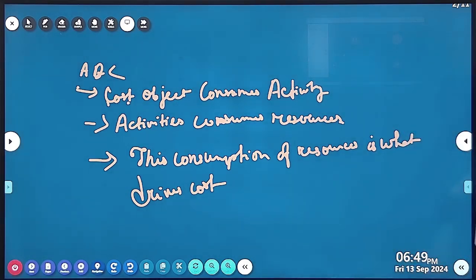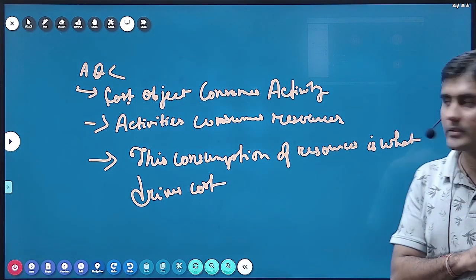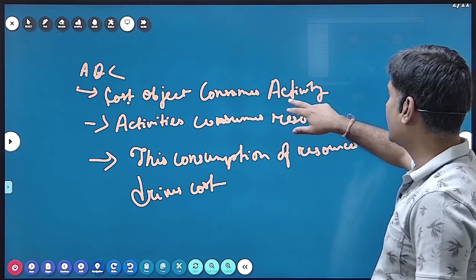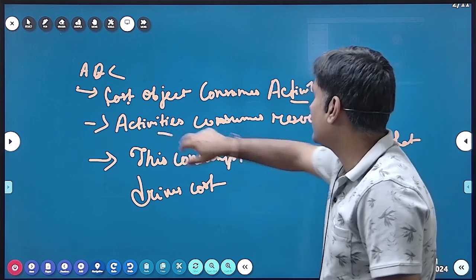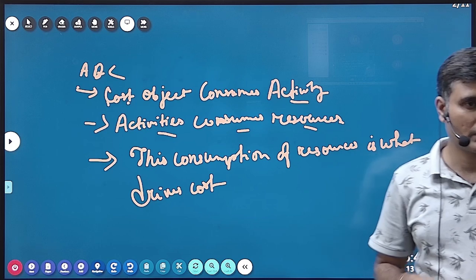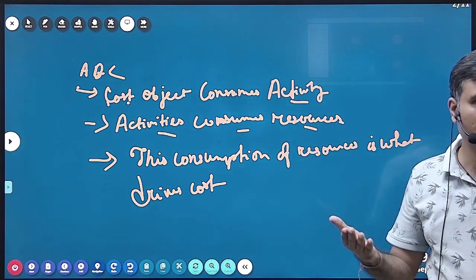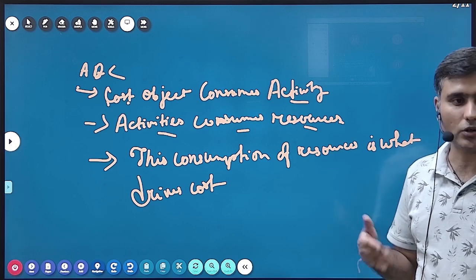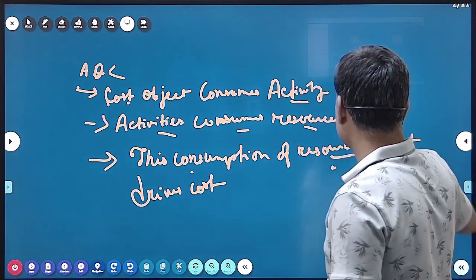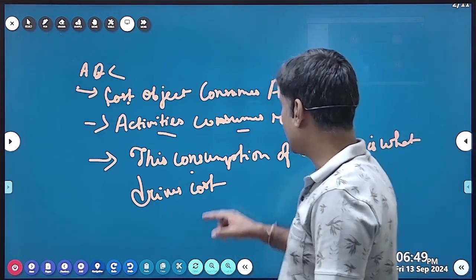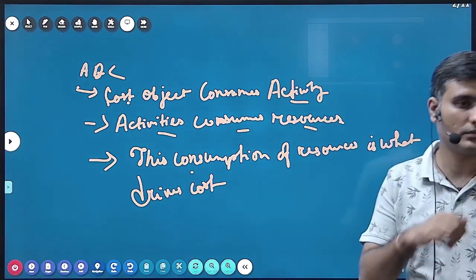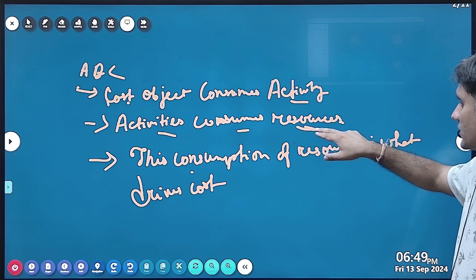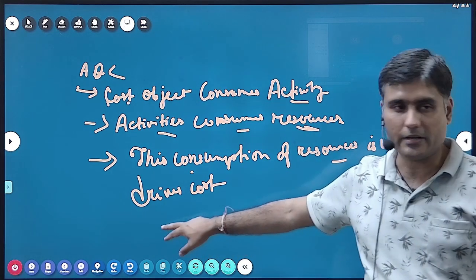So cost object consumes activity. Cost object, say finance department, it will have some type of activities, right? These activities will consume resources. Finance department will perform some activities. These activities will consume what? Cost will be incurred. If they perform some activities, cost will be incurred. This consumption of resources is what drives cost. You got my point? This consumption of resources is what drives the cost.